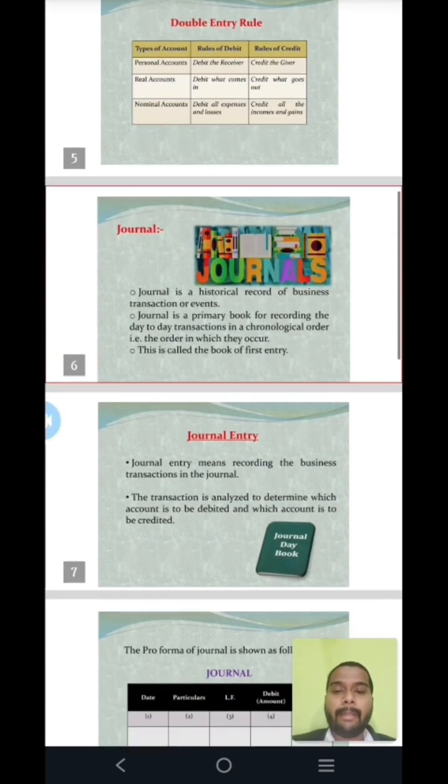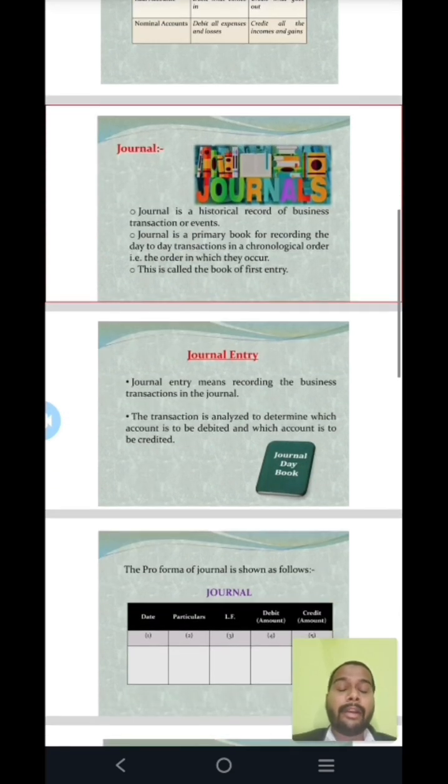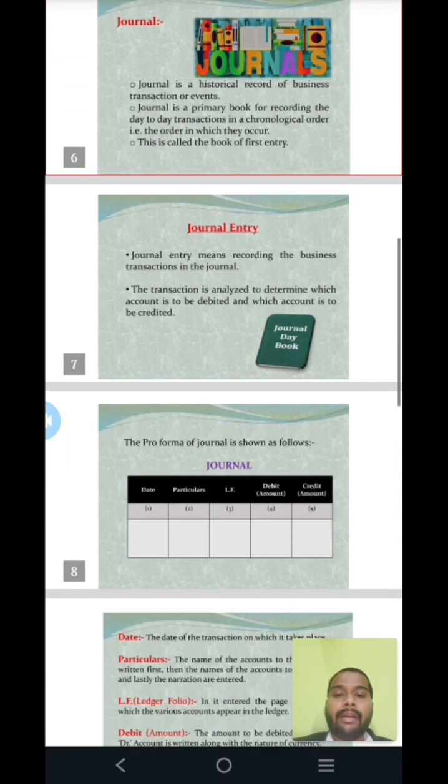The journal is a historical record of a business transaction. Journal is the primary book for recording day-to-day transactions in the chronological order in which they occur. This is called the book of first entry. We can record all financial transactions of a business in a journal. So the journal entry means recording the business transaction in a journal.